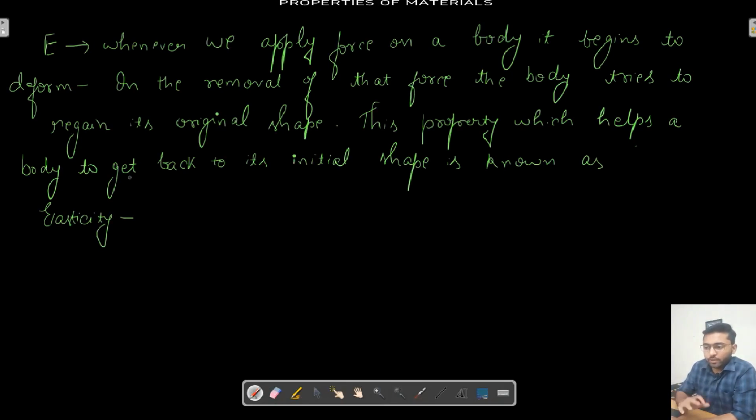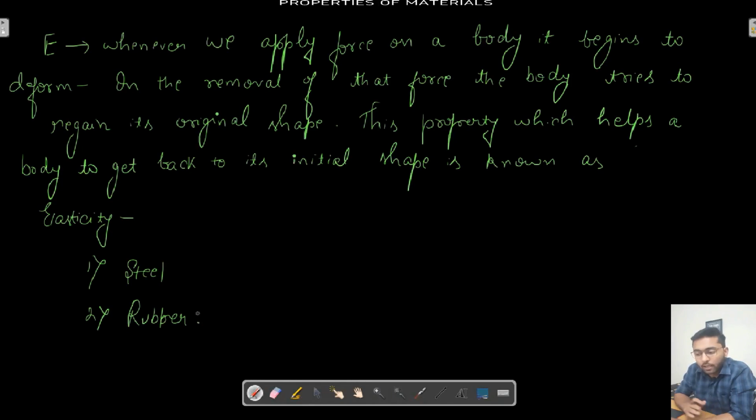So there is a general perception, all right, which goes through among the students. Like if I ask you a question, I will give you two materials and you'll have to compare between them and say which one is more elastic. The first one is steel and the second one is rubber. So try to analyze and tell me which one of these two materials is more elastic. Either it is steel or rubber. Few of you will say that steel is more elastic and few of you will say that rubber is more elastic.